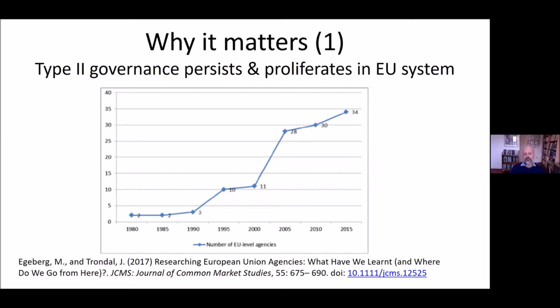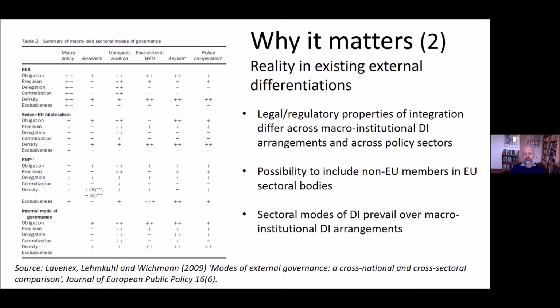Secondly, we have studied this for some years, and we have seen that these bodies are relatively flexible for the inclusion of non-member states which are associated to the EU by treaties, be it the European Economic Area, the bilateral treaties with Switzerland, or also the neighborhood policy. Legal regimes in terms of degrees of legalization characterizing different policy areas, and also organizational bodies, have this potential for participation.